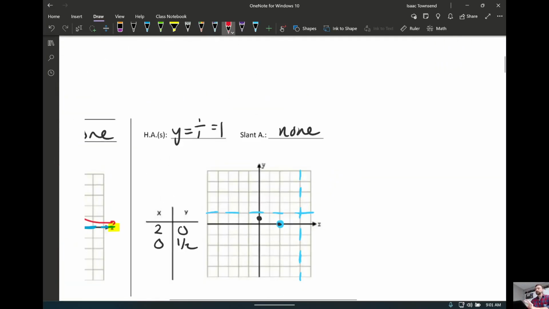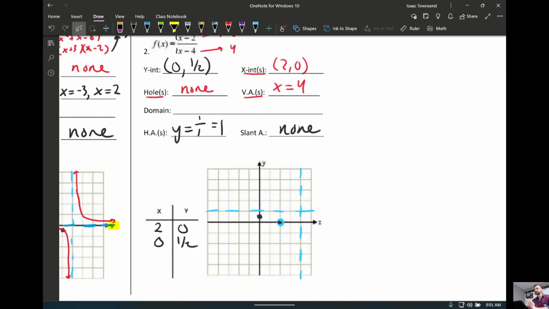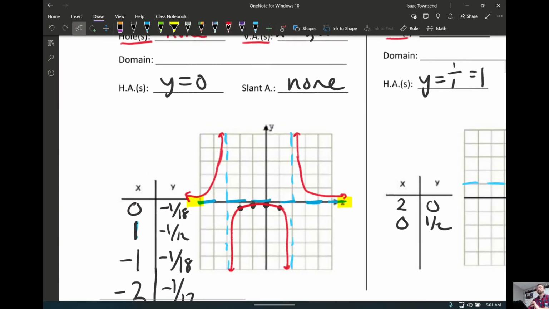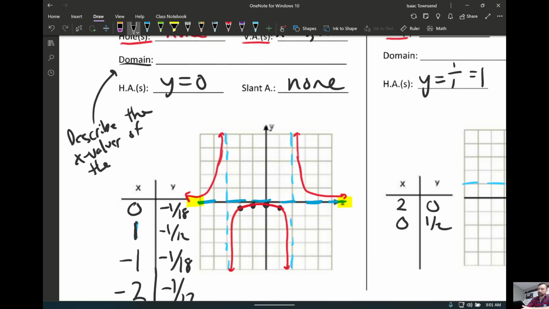Okay, let's do the same thing with question 2. Oh no, I'm sorry. Let's do the domain. Let's just go ahead and finish it up. So domain, I feel like we've done this enough this year. You probably don't need to write this up in the notes in the top box, but of course feel free to. This is a way to describe the x values of the graph. Basically, it's a math way to say what x values make sense to plug in.